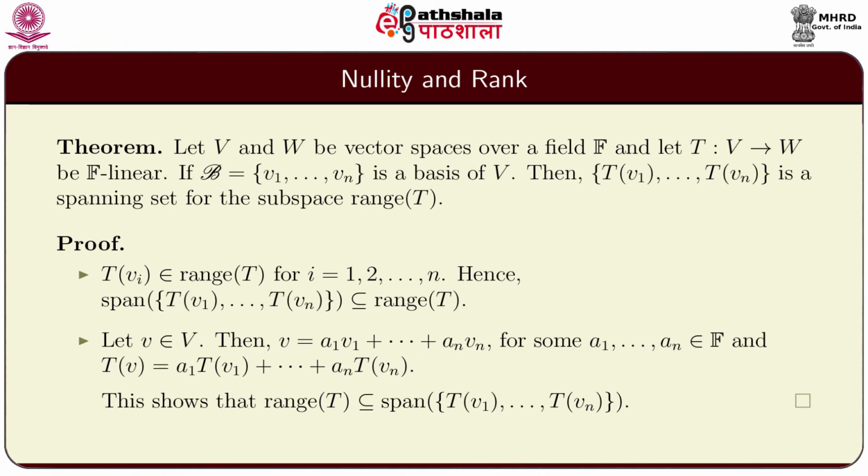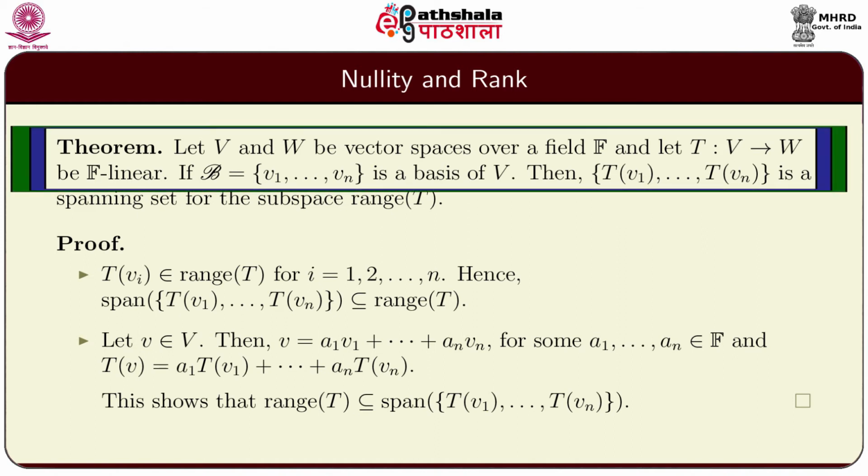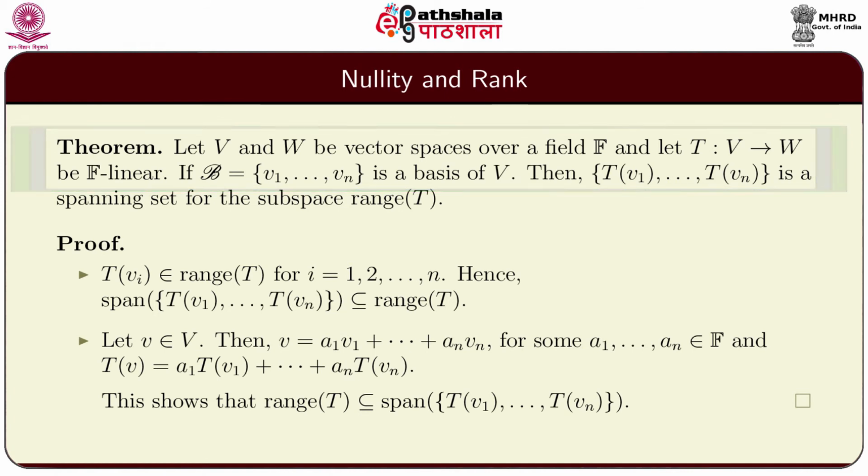Now, we come to a theorem. Let V and W be vector spaces over a field F, and let T from V to W be F-linear. Suppose that V is finite dimensional and the set B, which is {v1, v2, ..., vn}, is a basis of V. Then the set {T v1, T v2, and so on, T vn} spans the subspace range of T.